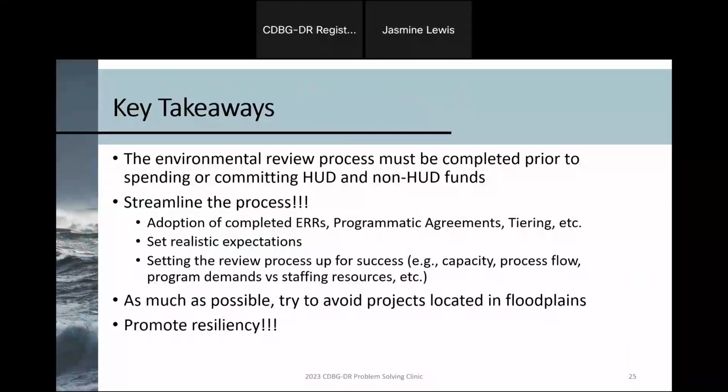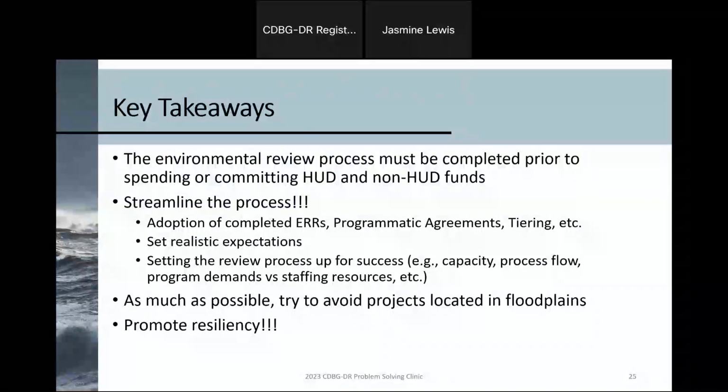And finally, we have our key takeaways. So if there is one thing that you walk away from this presentation, ensure your environmental review process is complete prior to spending or committing HUD and non-HUD funds. We don't want to see any choice limiting actions and have a potential issue to have to recapture funds and deal with those mitigation measures.